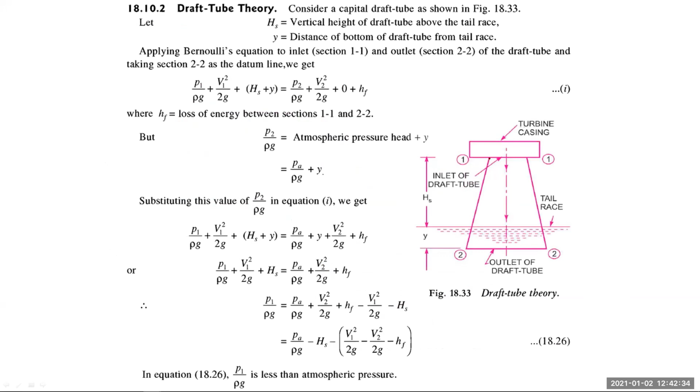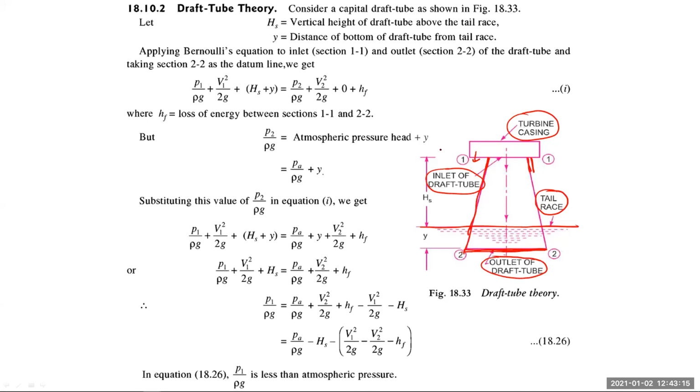As you can see here in the diagram, one draft tube is there. This is your turbine casing, and at the outlet of your turbine runner, this draft tube is connected. So the outlet of your turbine runner will act as the inlet of the draft tube. This is your tail race where the water is getting collected, and this is the outlet of your draft tube.